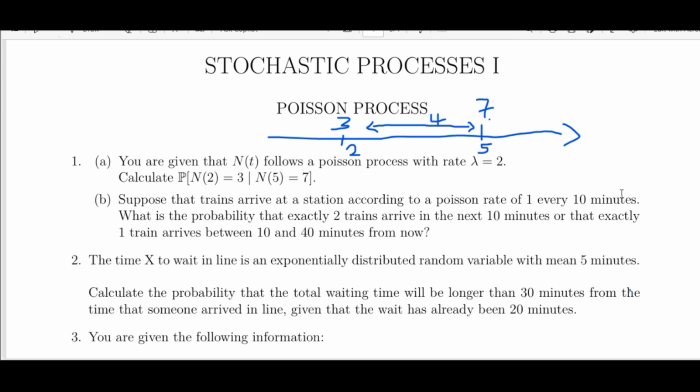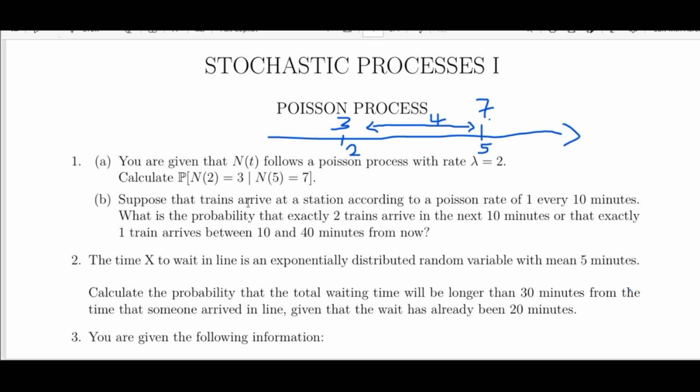So in today's video, we're going to just solve questions on the Poisson process, thereby wrapping up everything we've learned about the Poisson process. Okay, so our first question, let's just look at it. You are given that N(t) follows a Poisson process with rate lambda equal to 2. So calculate the conditional probability that N(2) is equal to 3, given that N(5) is equal to 7.